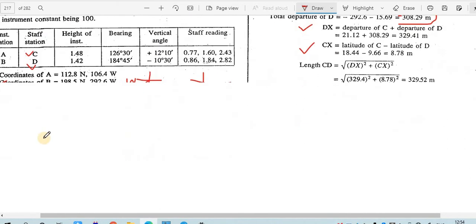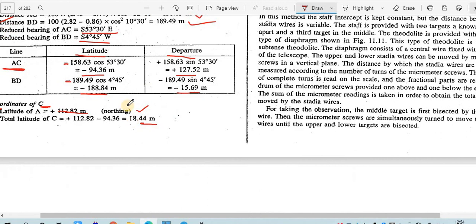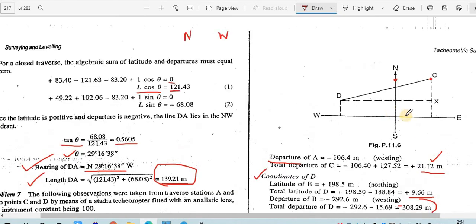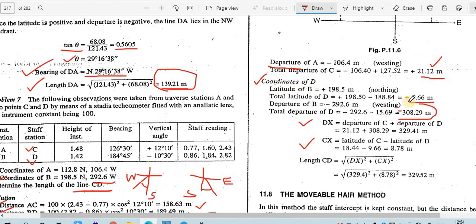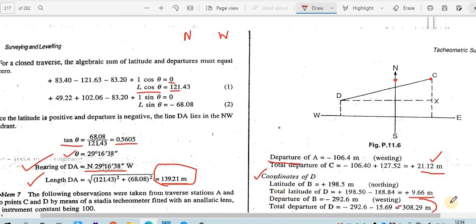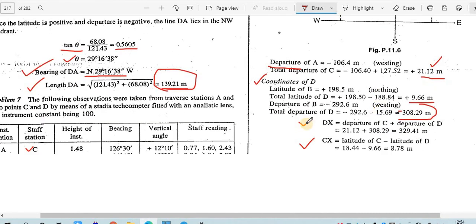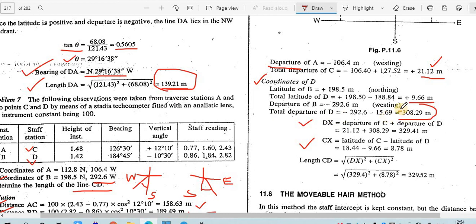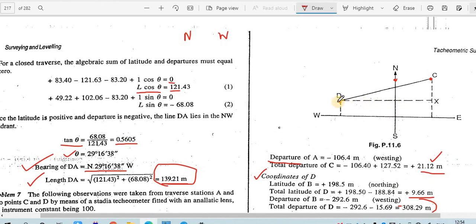This was coming out to be positive, that means it was north. This is coming out to be positive, that means it is east. So C will be somewhere over here. Similarly we will draw D. Again, the latitude is positive, somewhere here. And the departure is coming out to be negative, because minus 292.6 minus 15.69 will give you a minus value only. So we will have to draw it somewhere here. This will be your west side.